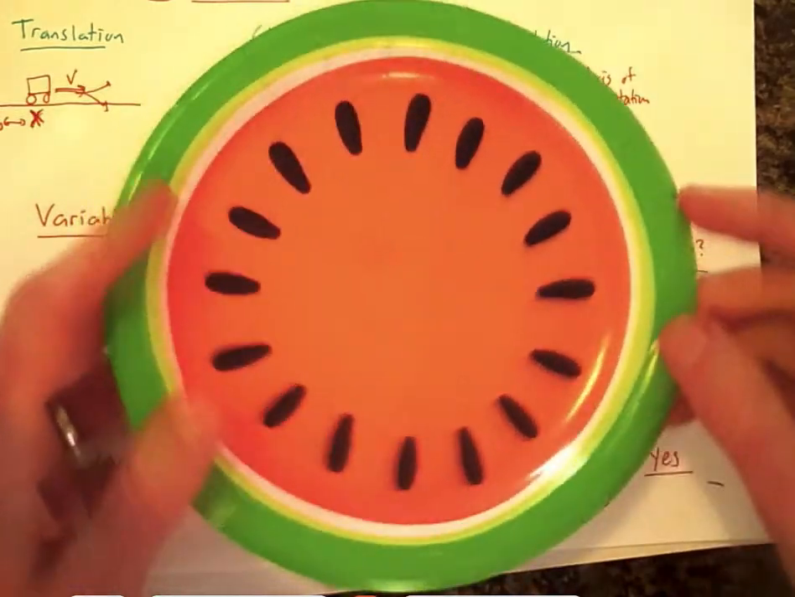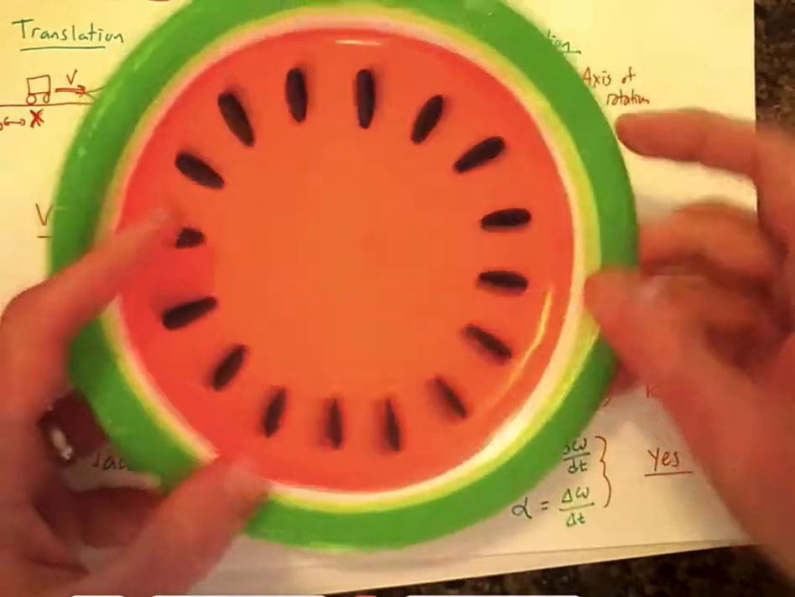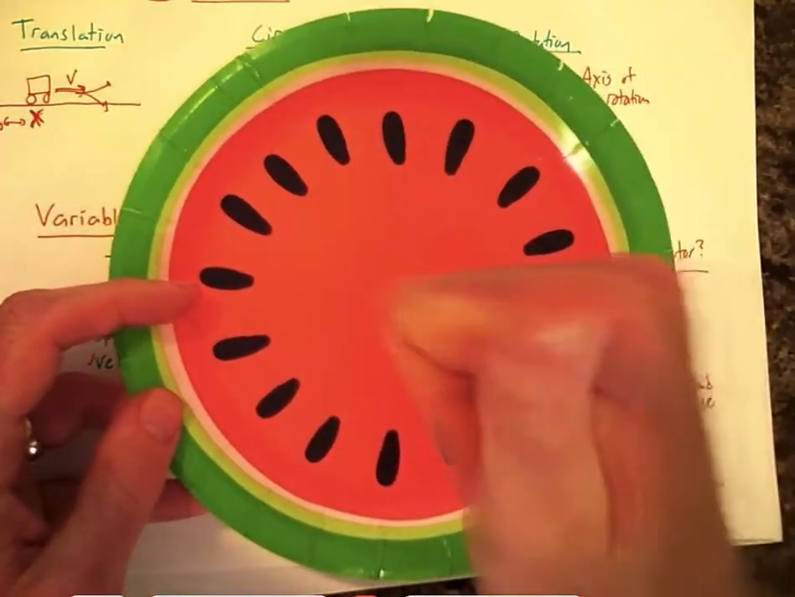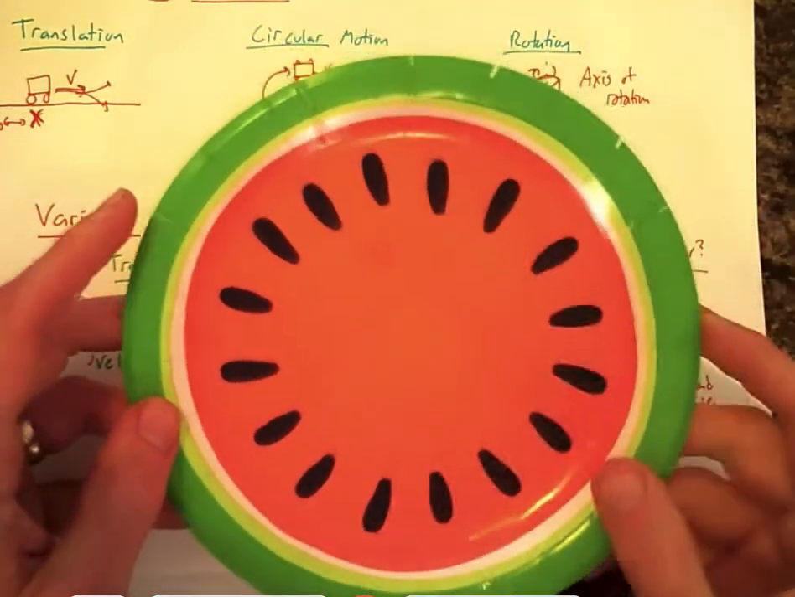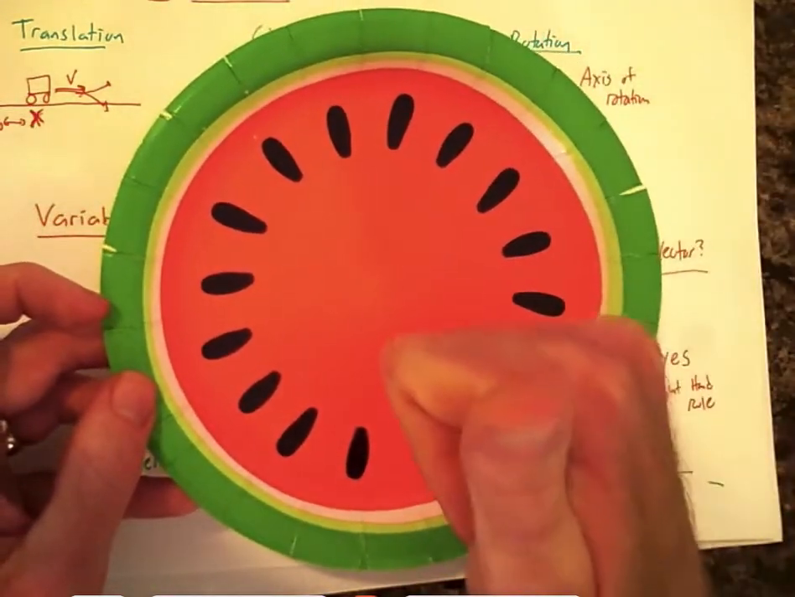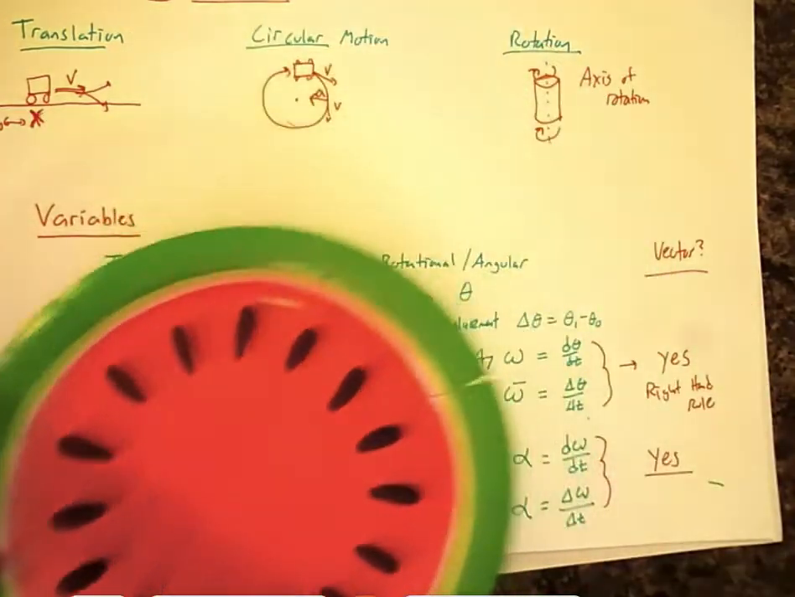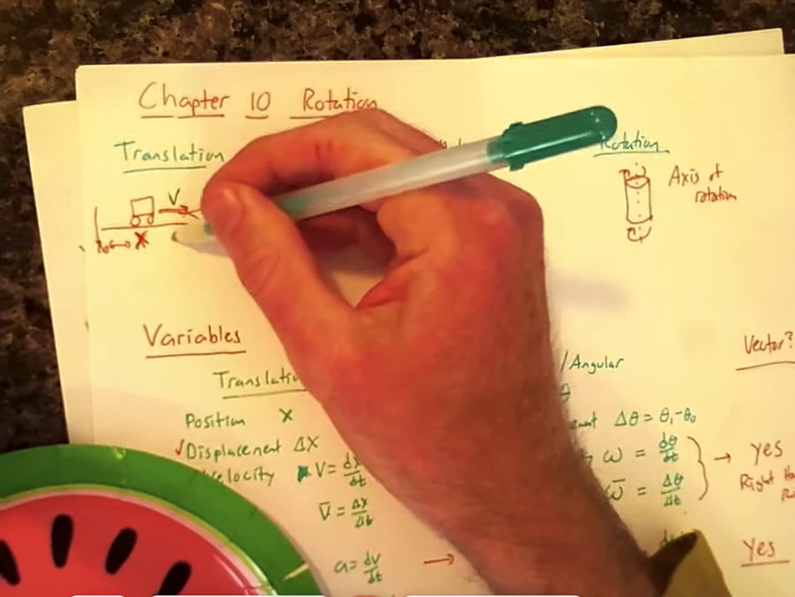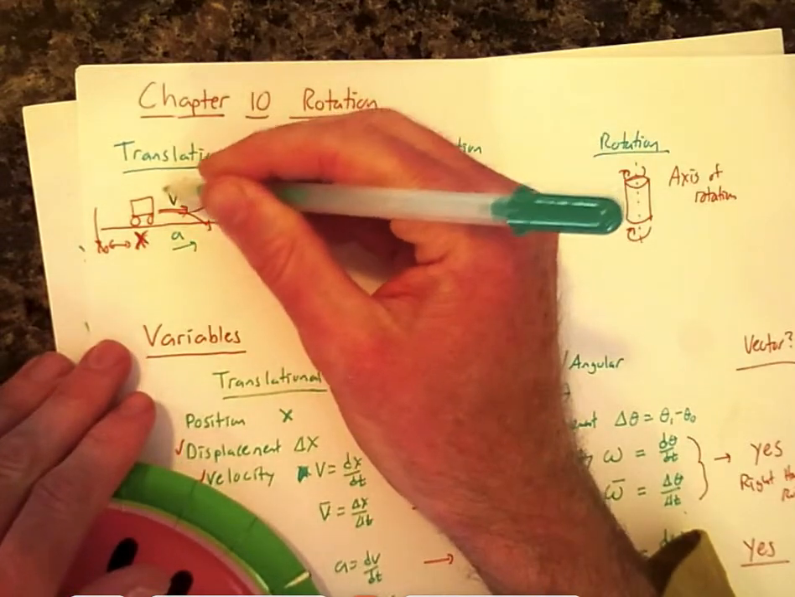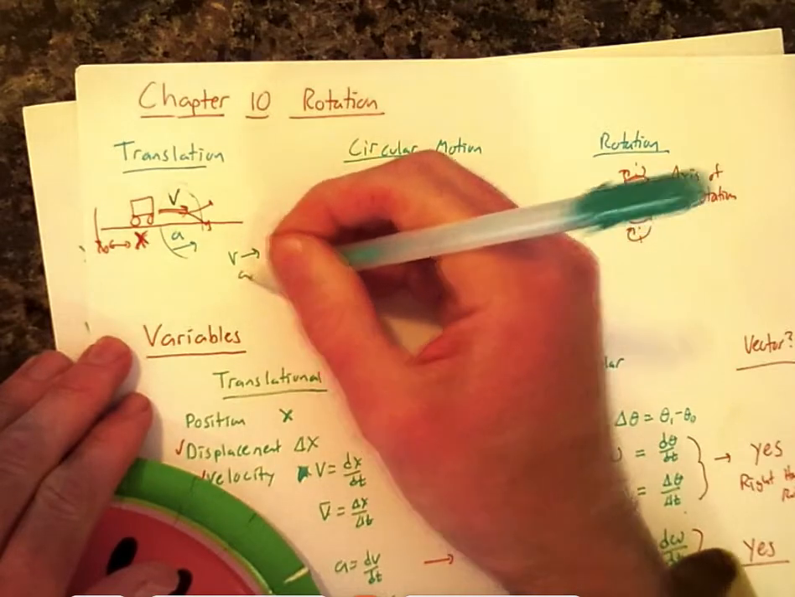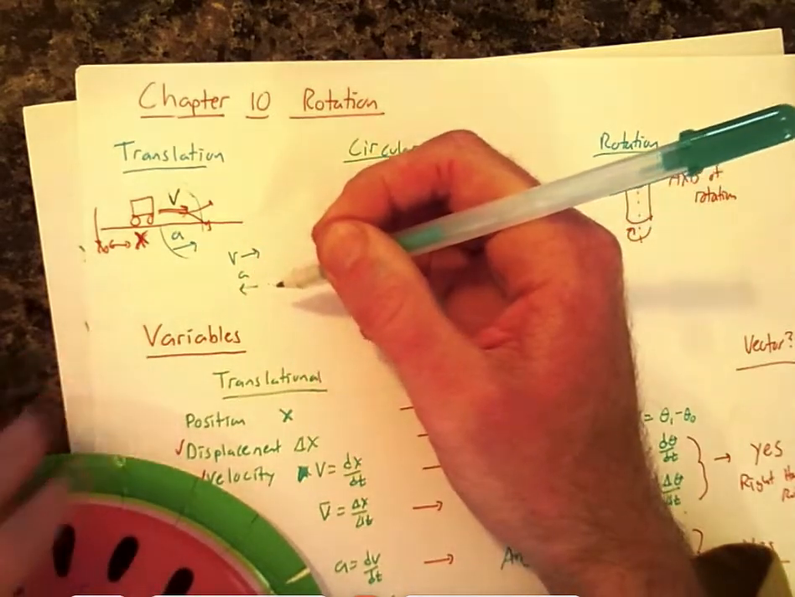If it's increasing its speed and getting faster and faster in the same direction, then the angular acceleration is also going to be up. So if my angular velocity and my angular acceleration are in the same direction, then I'm going to be increasing speed. Let me go back to remind you about translation. If my velocity and my acceleration are in the same direction, then I'm going to be speeding up. If my velocity and my acceleration are in opposite directions, then I'm going to be slowing down.